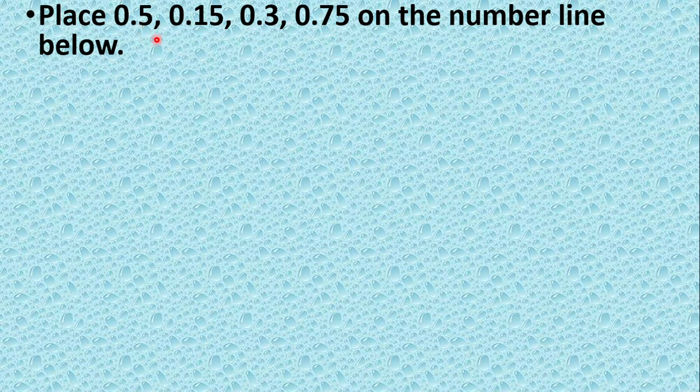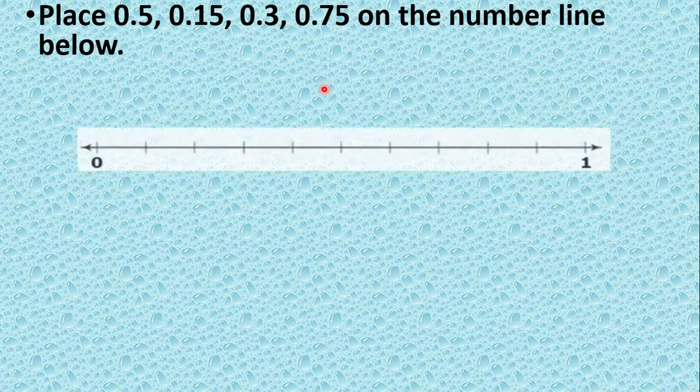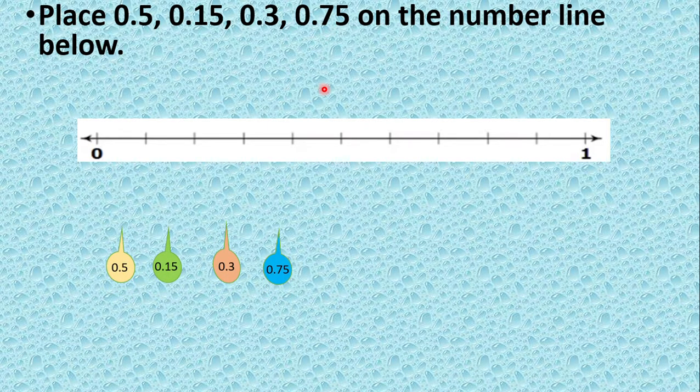Let's represent 0.5, 0.15, 0.3, 0.75 on the number line below. So we first see which is the smallest. So 0.5, we see the number after the point. 5, this is 1, this is 3, and this is 75. So 0.1 is the least. So we now know that 0.15 comes between 0.1 and 0.2. That is 1/10 and 2/10. So it will be here.